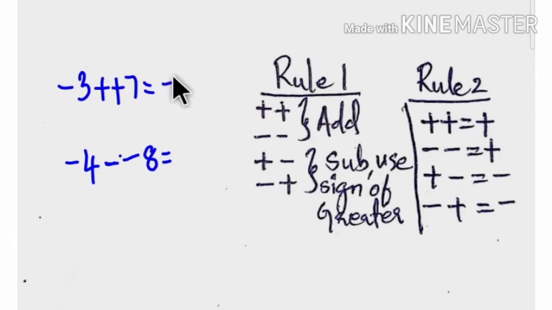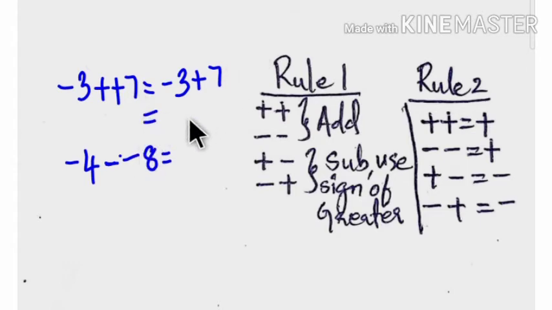So negative 3. Positive into positive. Here you can see positive and positive can be replaced by one single positive sign. Okay. So we are replacing these two positive signs with one positive sign. Now 7. So here we replaced two positive signs with one positive sign using the first case in rule 2.